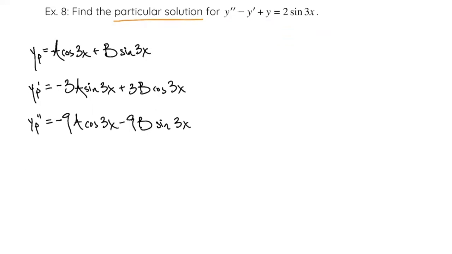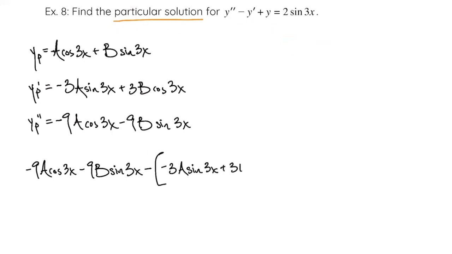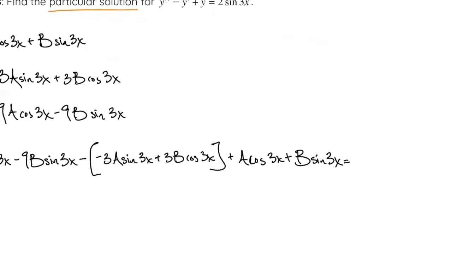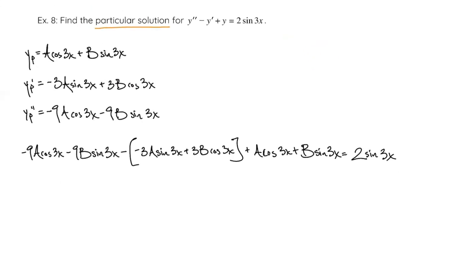So we have y double prime minus y prime plus y, and that should equal 2 sine 3x. Okay, 2 sine 3x.